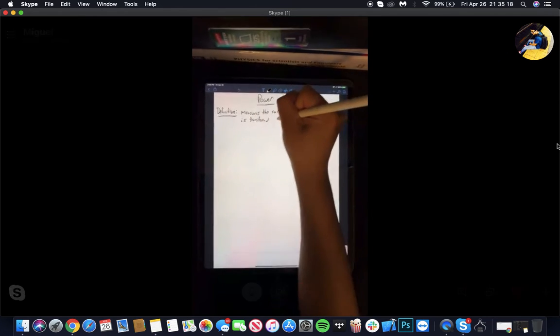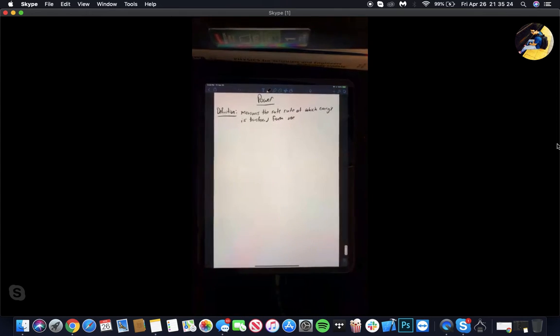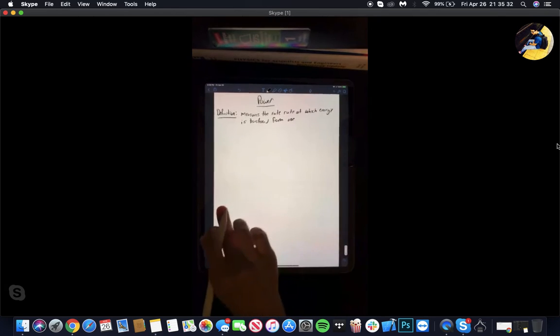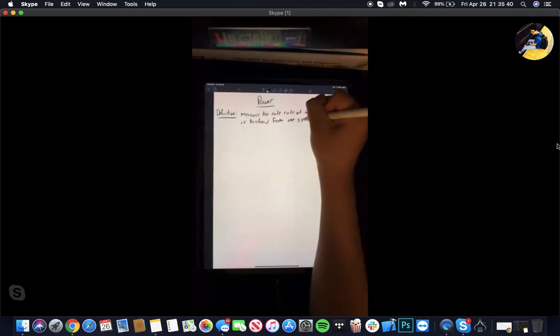What the heck is power? Power. Now power is just how fast energy is transferring from one system to another with respect to time. So now you're doing work divided by time. So the definition: power just measures the rate at which energy is transferred from one system.